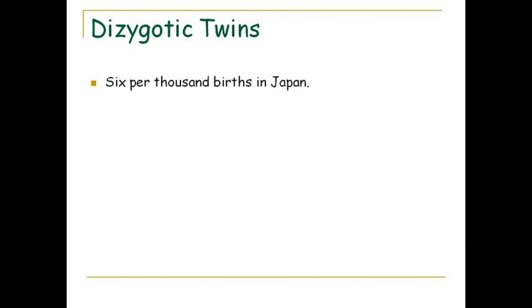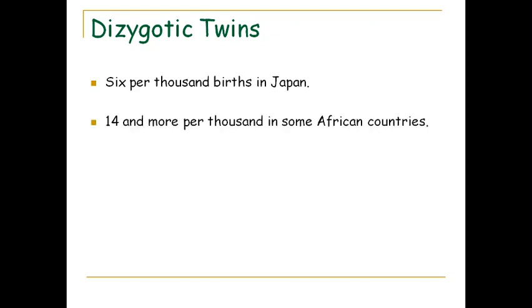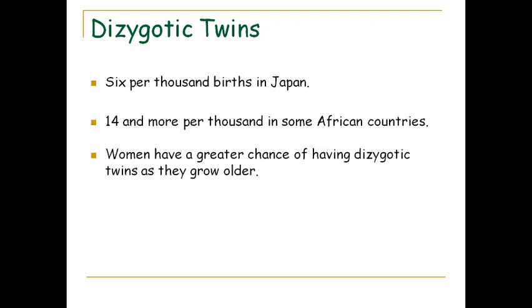So the cases of this are a little bit different. They've been recorded differently worldwide. In Japan, it's about 6 dizygotic twins per 1,000 births. In African nations, it's 14 or more per 1,000 births. And as women get older, their chance of having dizygotic twins increases. So a woman who has a baby at 20 compared to a woman who has a baby at 40, the chance of that 40-year-old having twins is significantly higher.